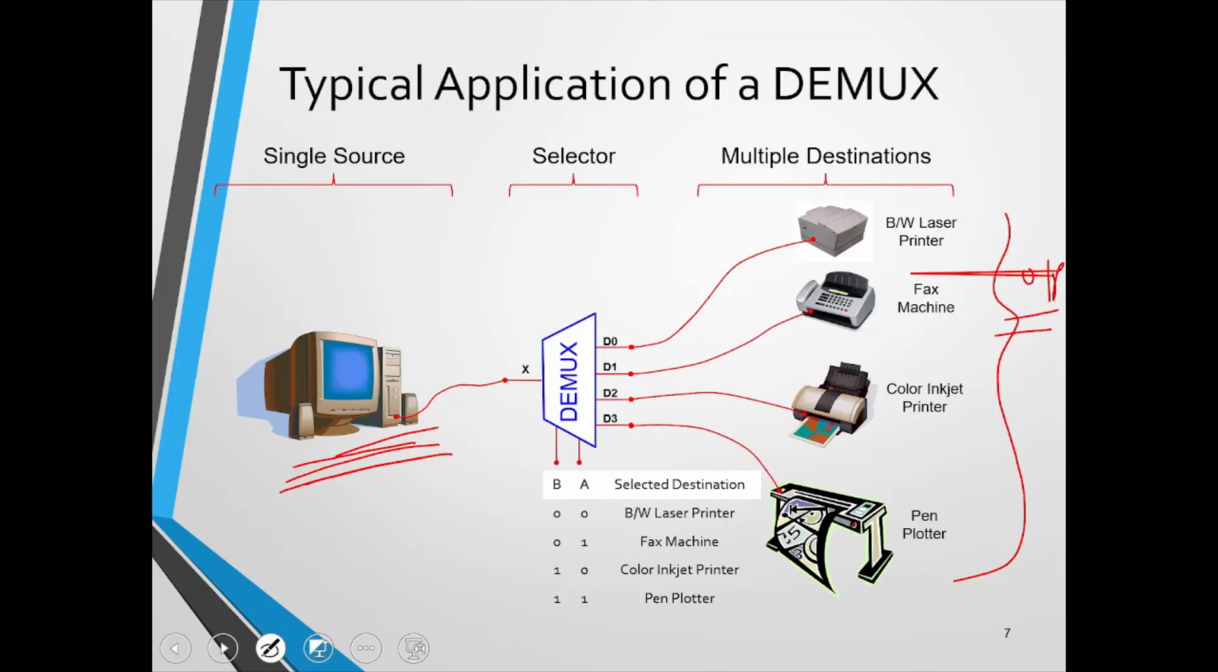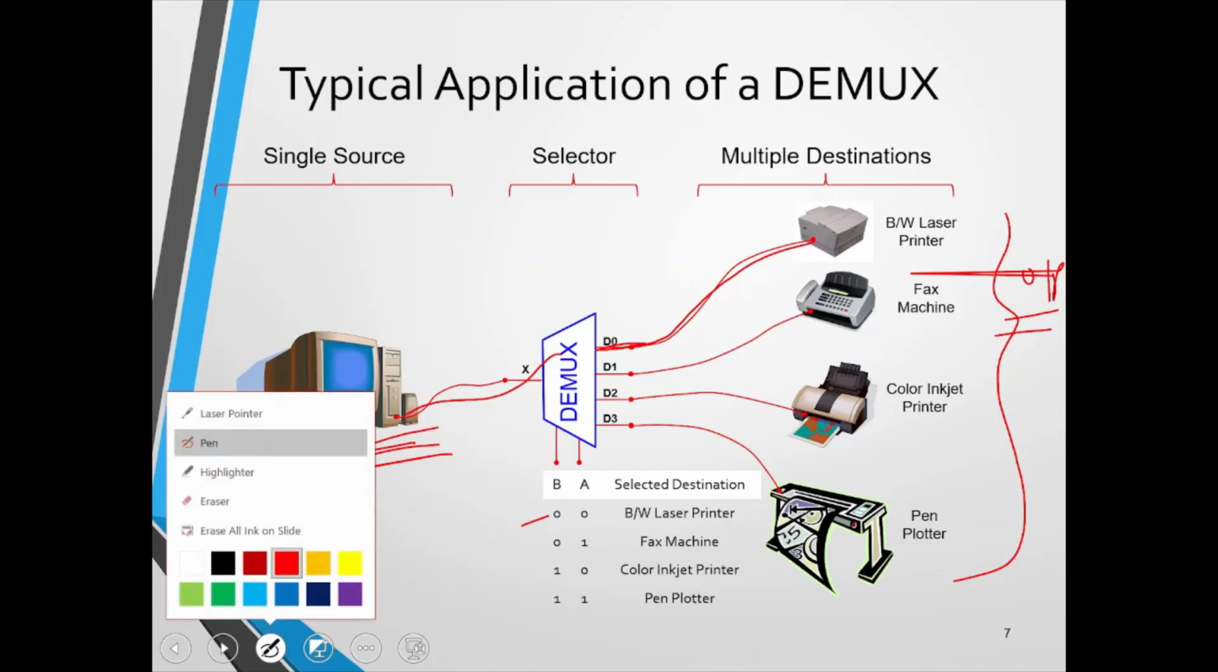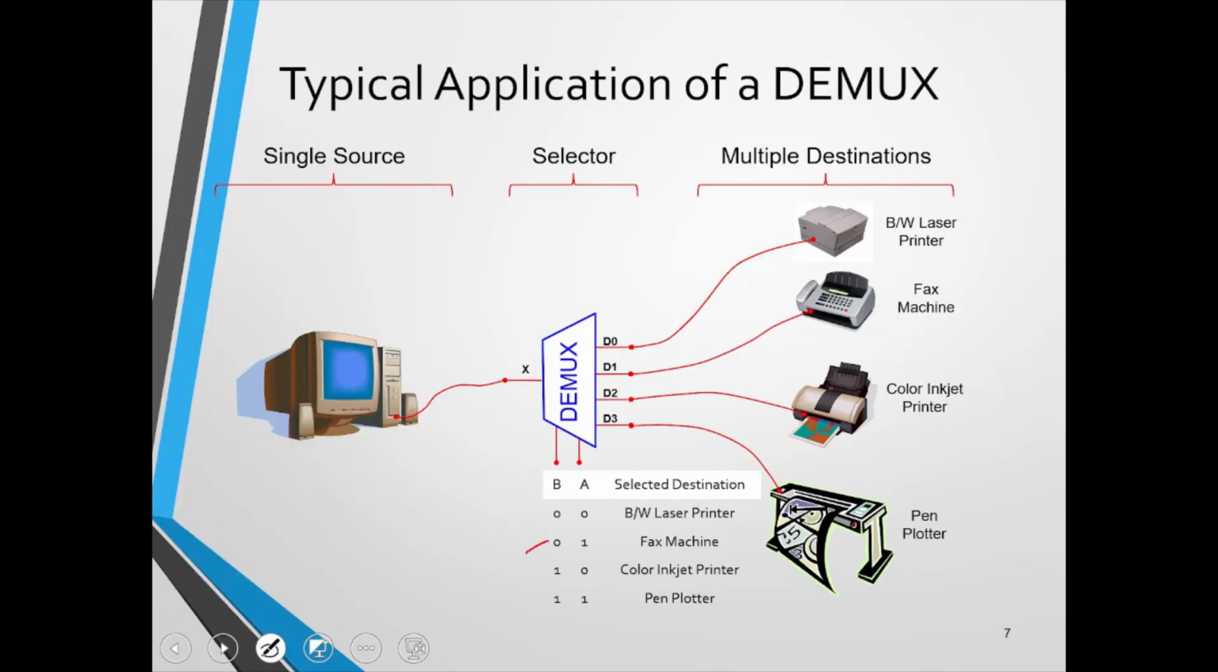Now the computer can use any of the four output devices, but the selection will be done by the demultiplexer. This demultiplexer will allow it to select any of the output lines or output devices and get it connected to the computer. Here, if the select line is 0 0, then the first line is selected and the computer gets connected to the printer, right? Then if the select line is 0 1, then the fax machine is selected because the D1 line is selected and it gets connected to the computer, and so on.